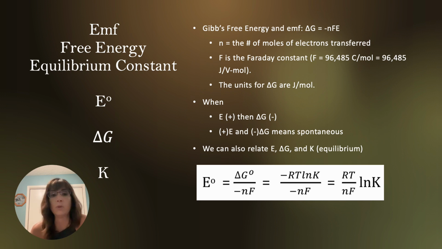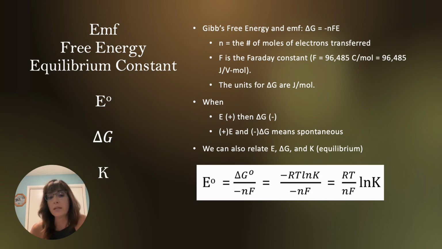Delta G equals negative nFE. n is the number of moles of electrons transferred in the balanced equation. So if you look at the half reactions, remember you can't add half reactions unless the electrons cancel out, and that's how you'll figure out your number of electrons. F is Faraday's constant, 96,485 coulombs per mole, or joules per volt mole, different labels.